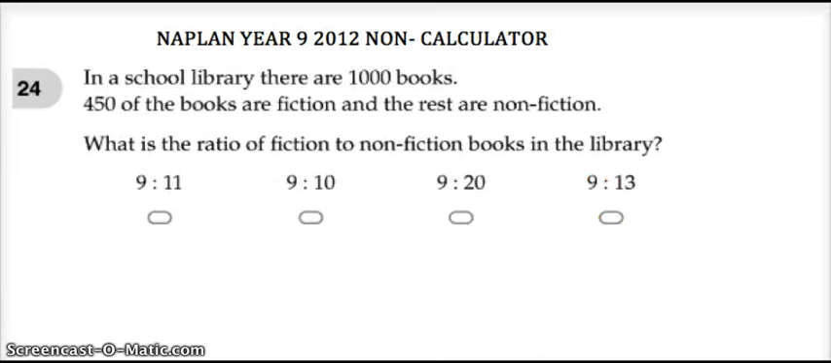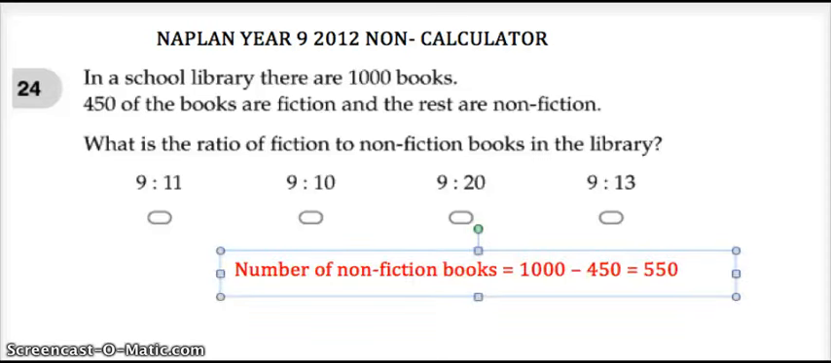Now for question 24 of the 2012 non-calculator paper. In a school library there are 1,000 books. 450 of the books are fiction and the rest are non-fiction. What is the ratio of fiction to non-fiction books in the library? Pause the video and attempt the question.